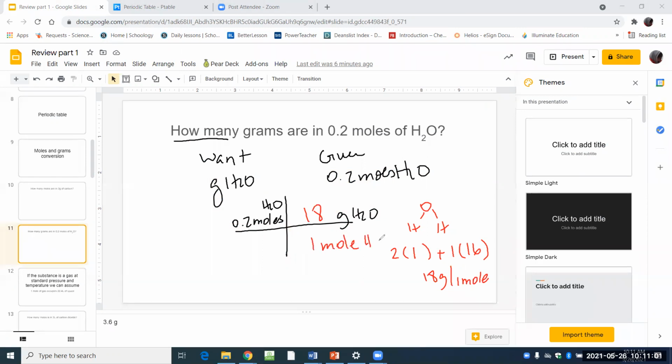You might wonder why I did it the way I did. It's because this unit needs to cancel with this unit. So I can abbreviate this by doing 0.2 times 18 divided by 1. And the answer is 3.6 grams.